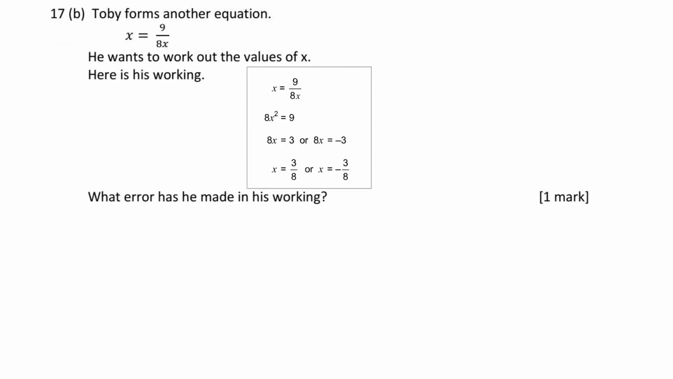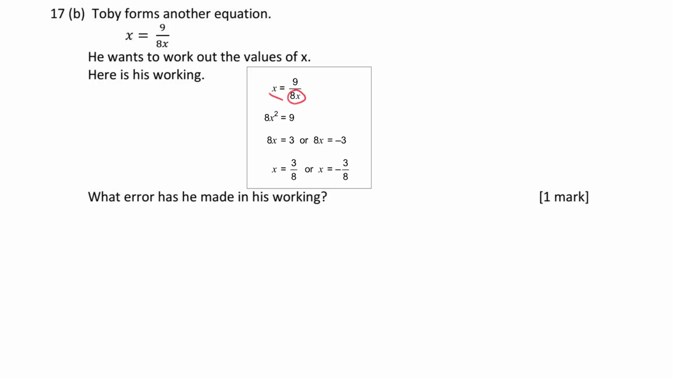Right, part B says Toby forms another equation and it's got x is equal to 9 over 8x. He wants to work out the value of x. Here is his working. So he's got x equals 9 over 8x. Then he's cross multiplied the 8x up here to give him 8x squared is equal to 9. Yeah, that's all good. And then he said that 8x must be 3 or 8x is minus 3. Okay, so square root in both sides. Not sure you can do that, but I see what you're doing. And then x equals 3/8 and x equals minus 3/8.